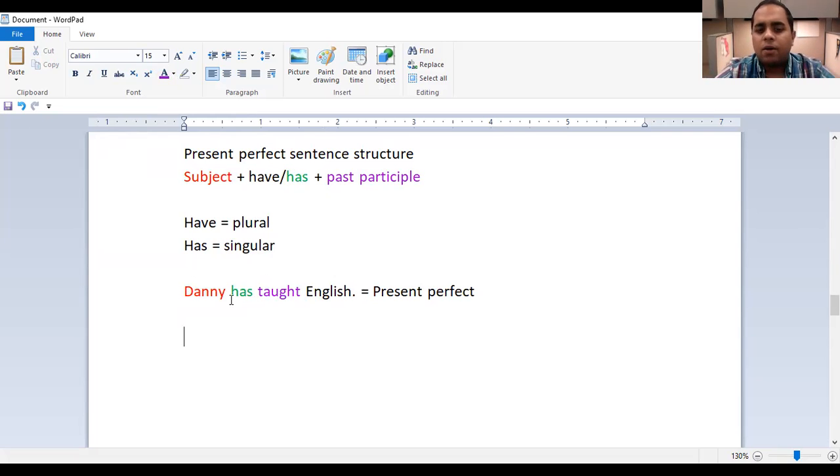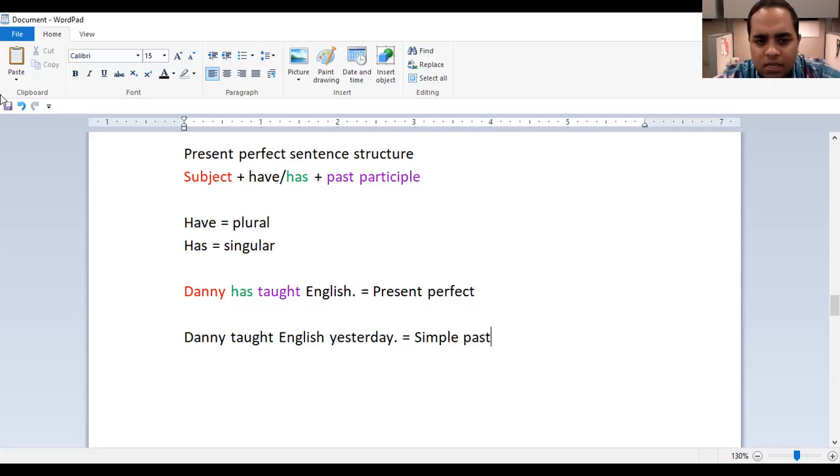Does anyone know how we can change this present perfect sentence into a simple past sentence? So to make this present perfect sentence into a simple past sentence, we remove "has." We just say, Danny taught English yesterday. Simple past. Okay, you can say Danny taught English yesterday, Danny taught English last year, Danny taught English last month.